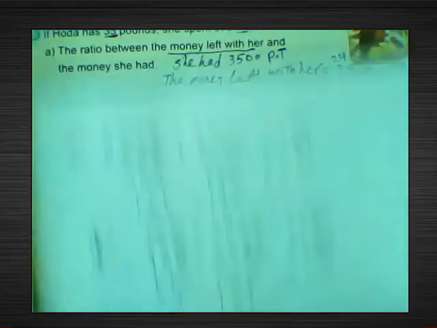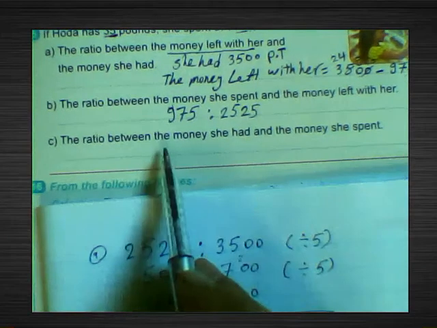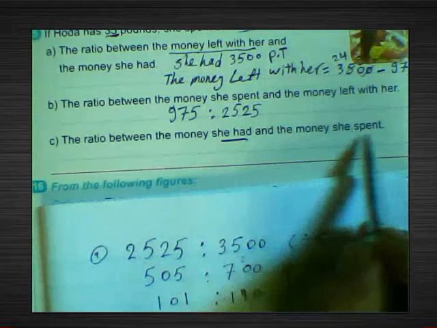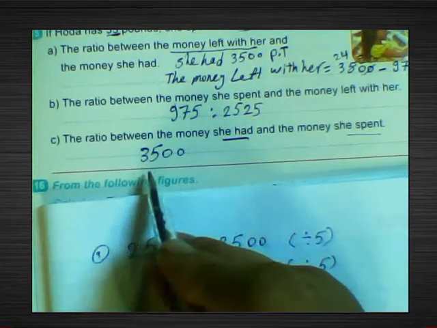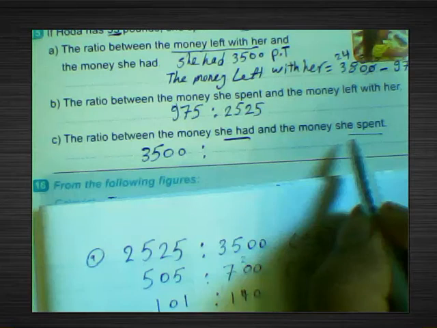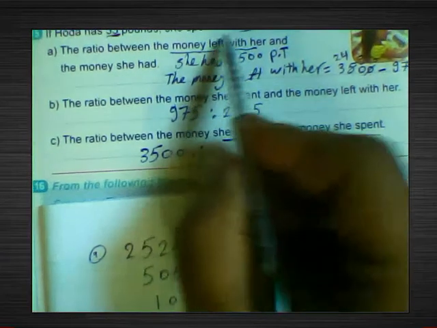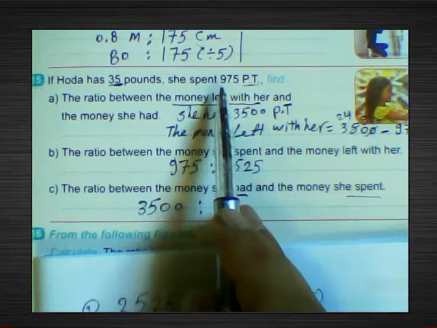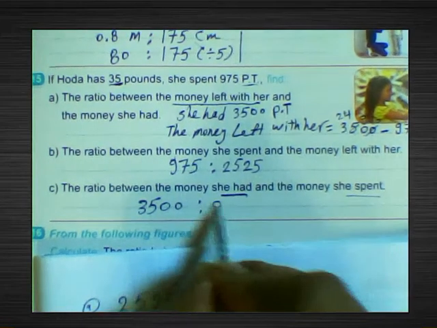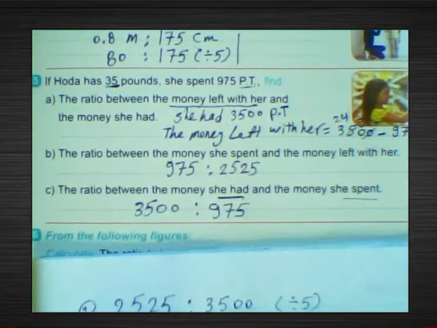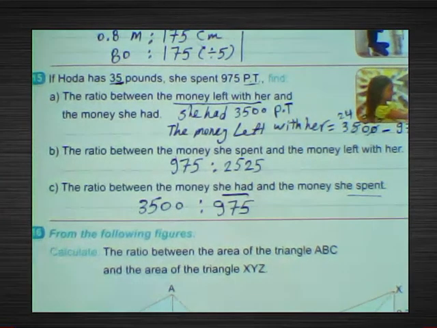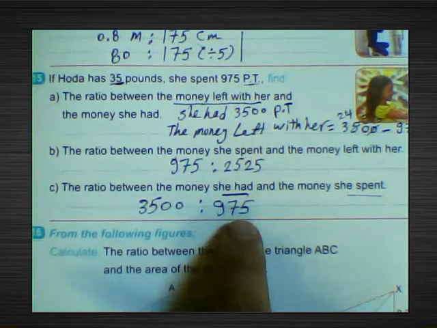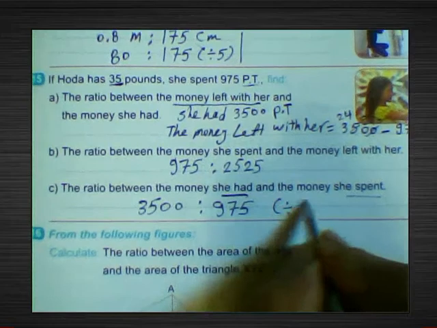That was letter B. Look at letter C. The ratio between the money she had and the money she spent. She had 35 pounds or 3,500 piastres, and the money she spent is 975 piastres. We can find the ratio by dividing by 5, because the unit is 0 and the unit here is 5, so we will divide by 5.